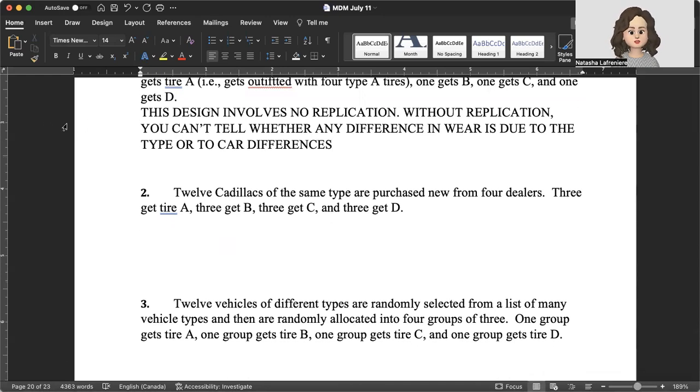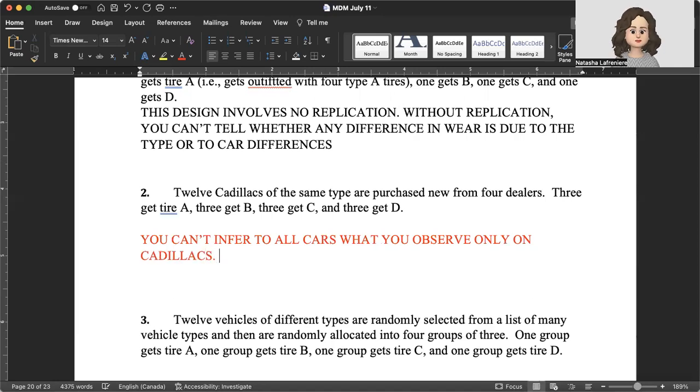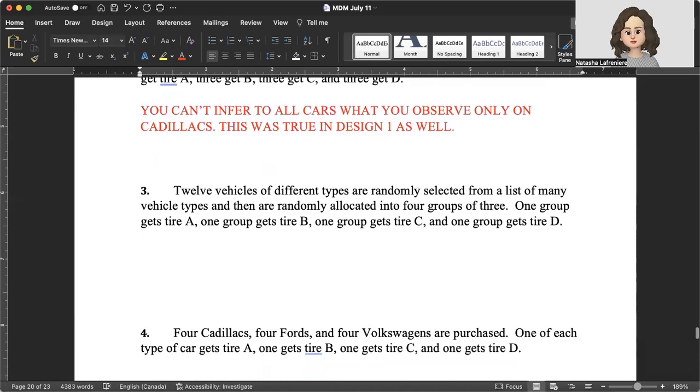The next one, we have 12 Cadillacs of the same type purchased new from 4 dealers. 3 get tire A, 3 get tire B, 3 get tire C, and 3 get tire D. So you can't infer to all cars what you observe only on Cadillacs. This was true in design 1 as well. There's no variation, they're all Cadillacs. So that would be the issue for this one.